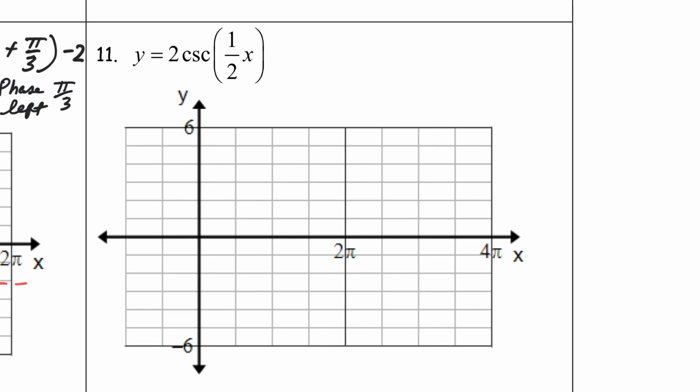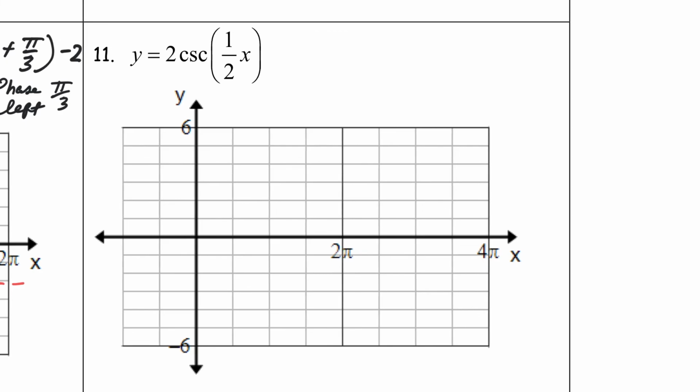So you're going to have to graph y equals 2 sine (1/2 x). So the amplitude is 2. The period is 2 pi divided by 1/2, which gives you 4 pi. So we know that sine starts at 0, ends at 4 pi, and also intersects at 2 pi. And so in between 0 and 2 pi, we have pi.